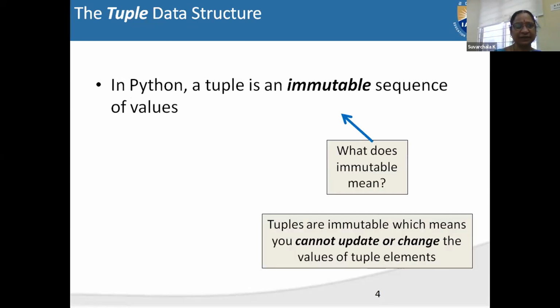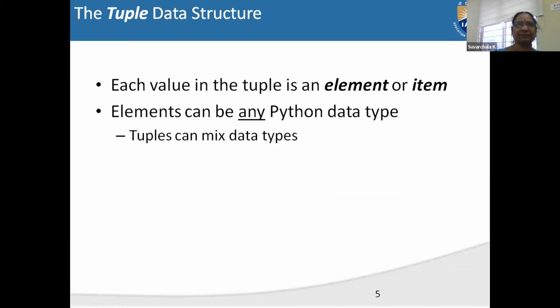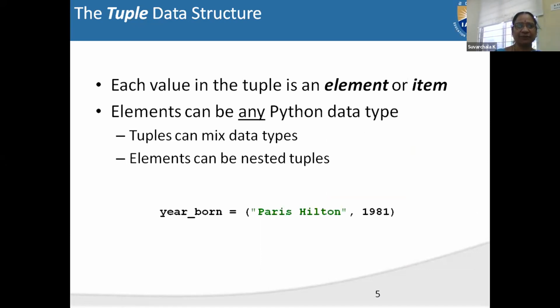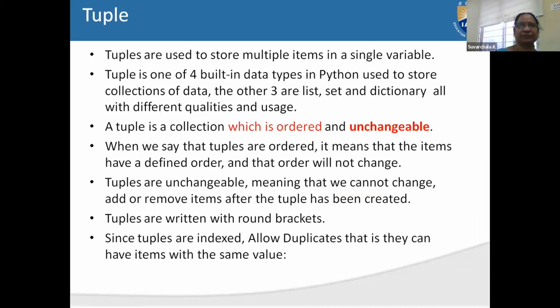As we discussed earlier, a tuple is immutable. Immutable means an element of a tuple cannot be changed by using an assignment statement. That is, updation or change of the values is not possible. Each value in the tuple we term an element or item. Tuples can have various types of data items, heterogeneous, like lists. So multiple types of data are valid. Tuples are used to store multiple data items in a single variable, and tuple is one of the built-in data types.